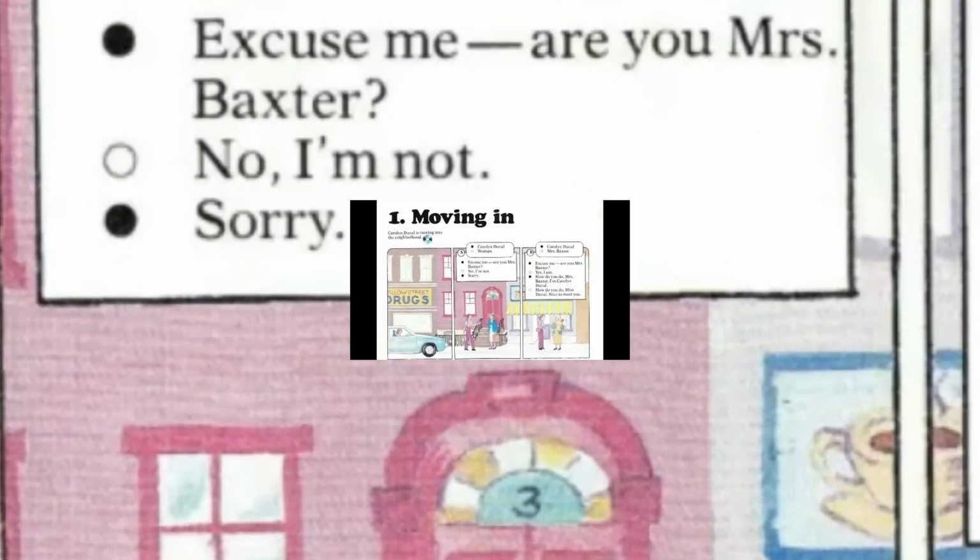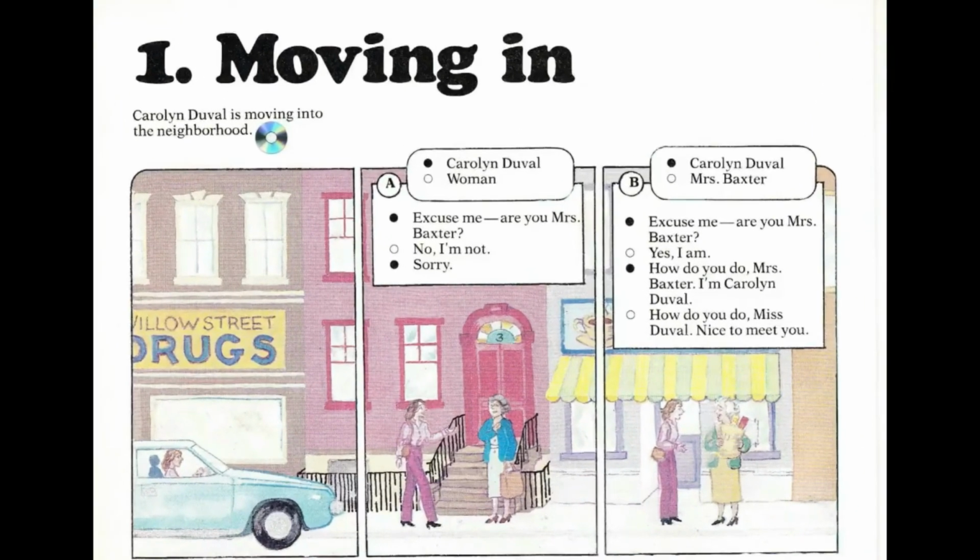Unit 1, page 2. Moving in. Carolyn Duval is moving into the neighborhood. Listen to the conversations.